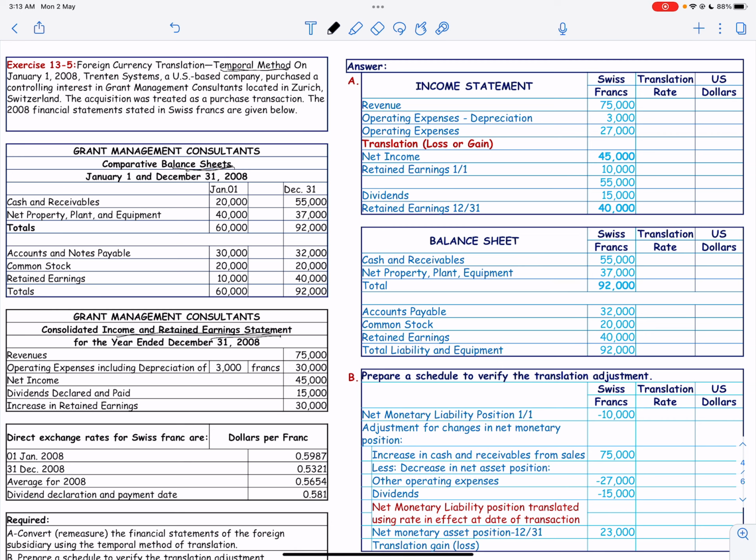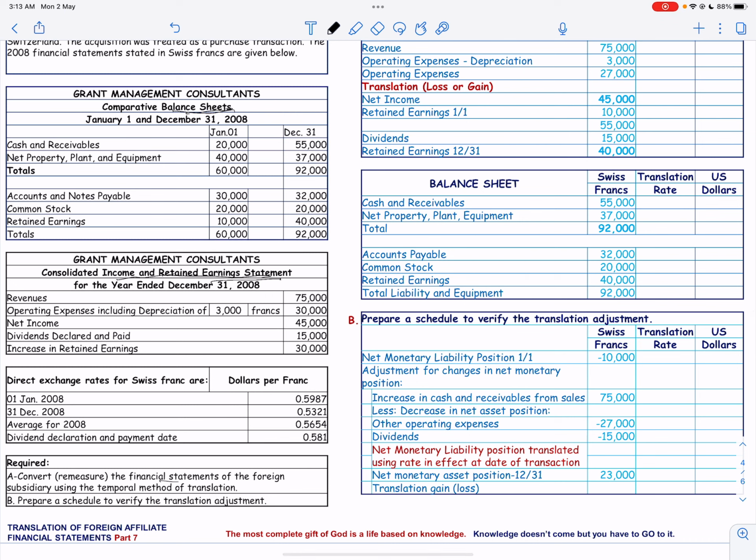Convert or remeasure the financial statements of the foreign subsidiary using the temporal method and then prepare a schedule to verify the translation adjustment. Please remember that since all the adjustments are to be recorded in the income statement, that's why we will start with the balance sheet.